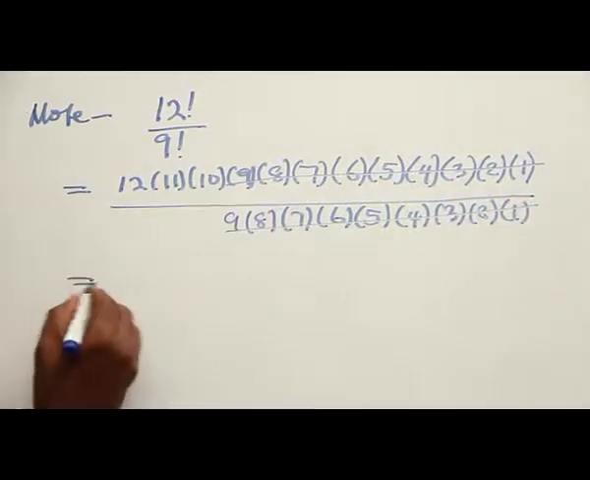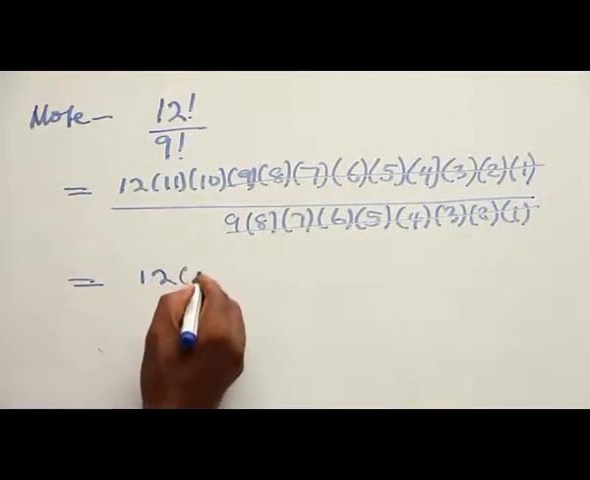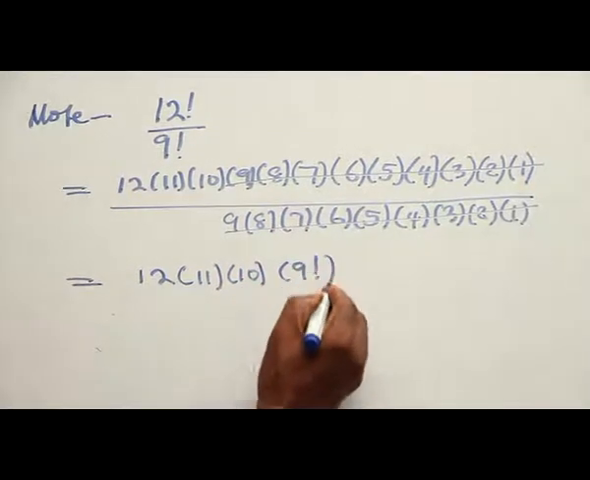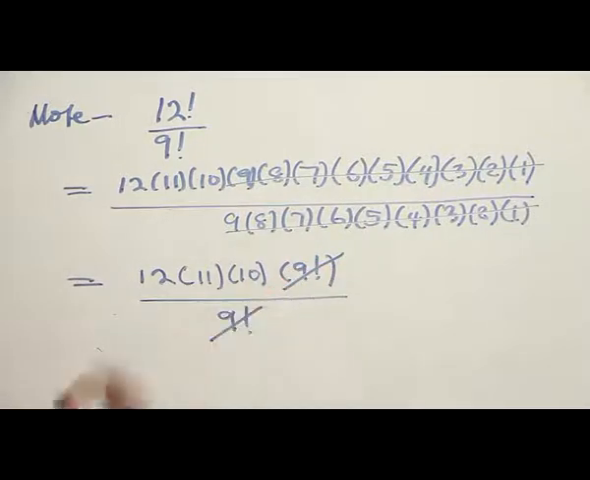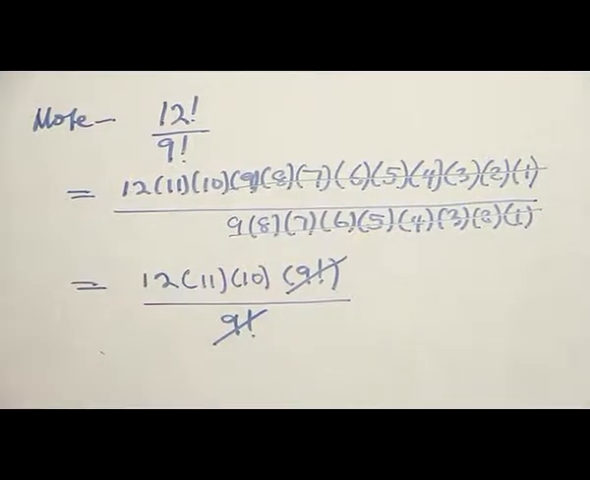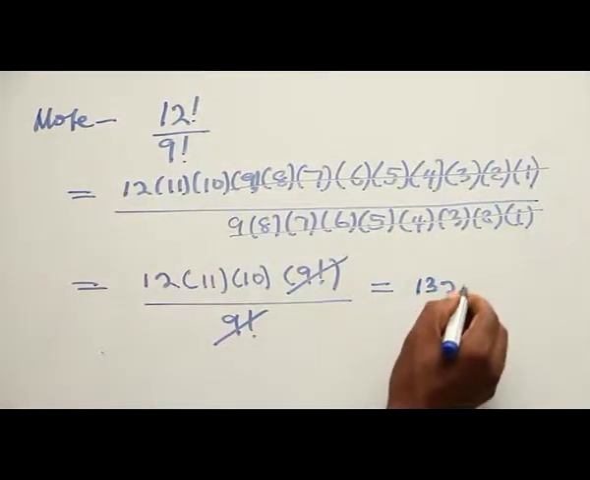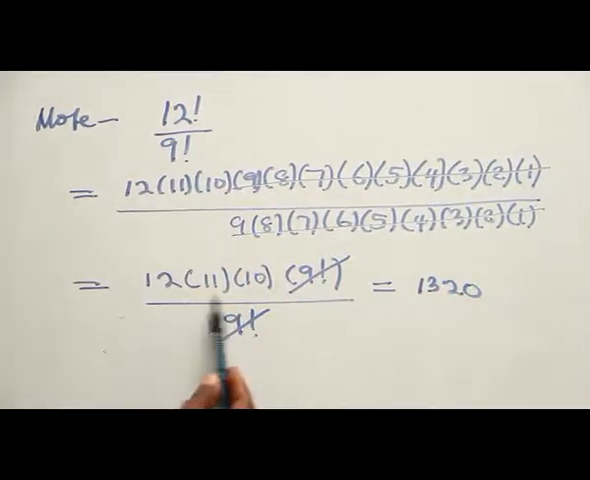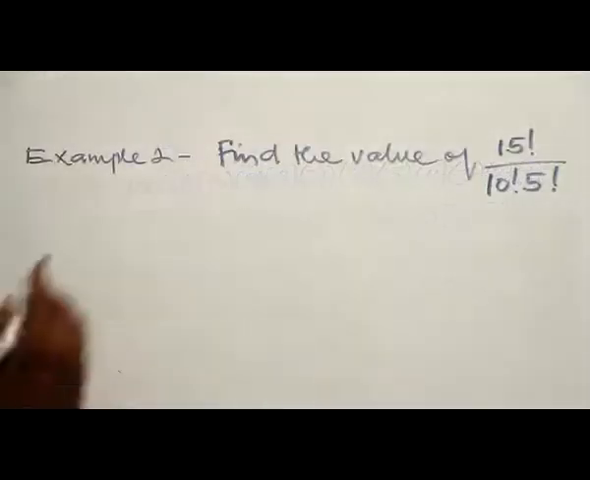In other words, instead of doing this expansion, we simply write 12 times 11 times 10 times 9 factorial, divided by 9 factorial. That is why this 9 factorial cancels this. This is the most simplified form of resolving this problem. It was this we expanded and multiplied to give us our 1320. I would recommend that you solve or simplify in this format.